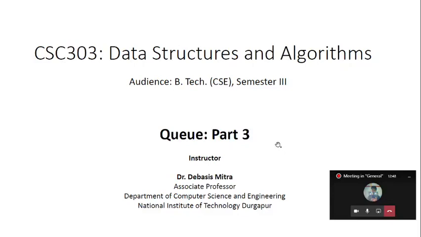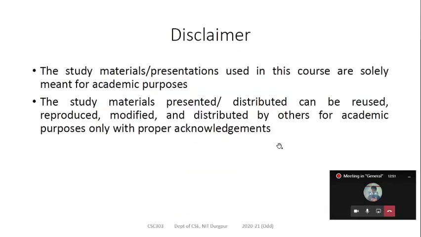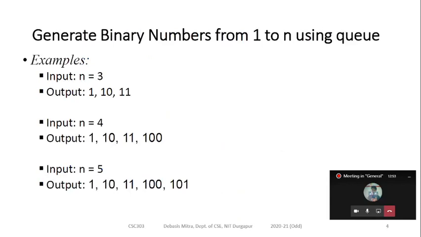Today, I am going to discuss an interesting application of Q. There are several applications of Q data structures, but what I find very interesting and easy for you to understand at this point of time is that, given a value for n, let us try to generate binary numbers starting from 1 to that n, like the first n positive binary numbers.